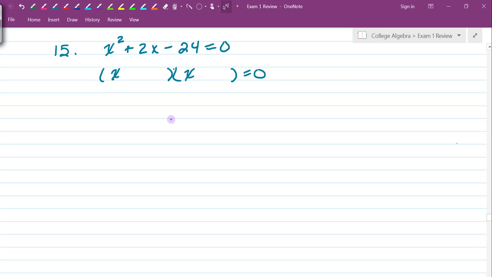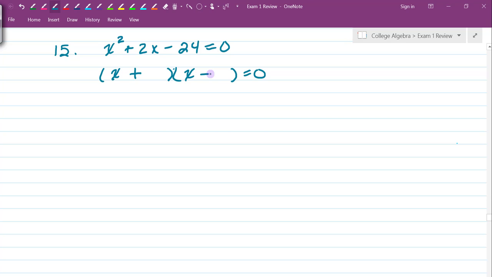The next thing we want to look at is the sign in front of our c right there. Since that is a negative, that means we have to have opposite signs. So we know that one is going to be a positive and one is going to be a negative.